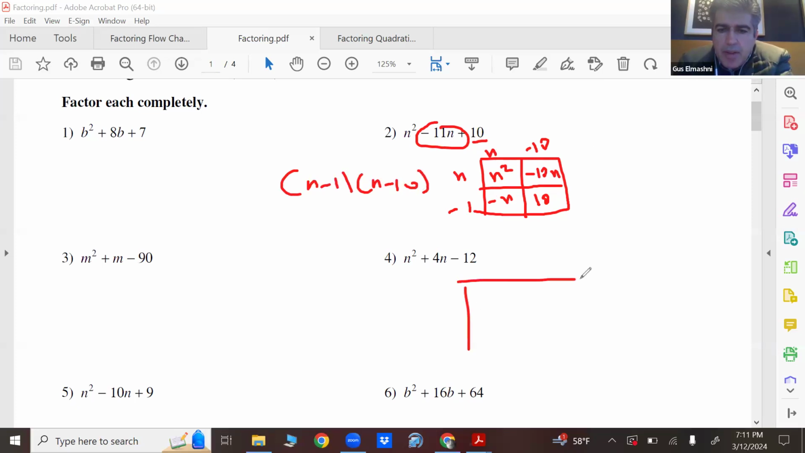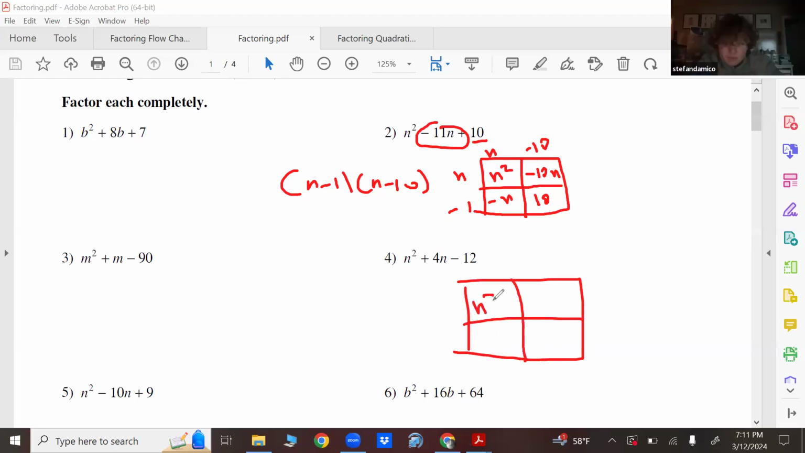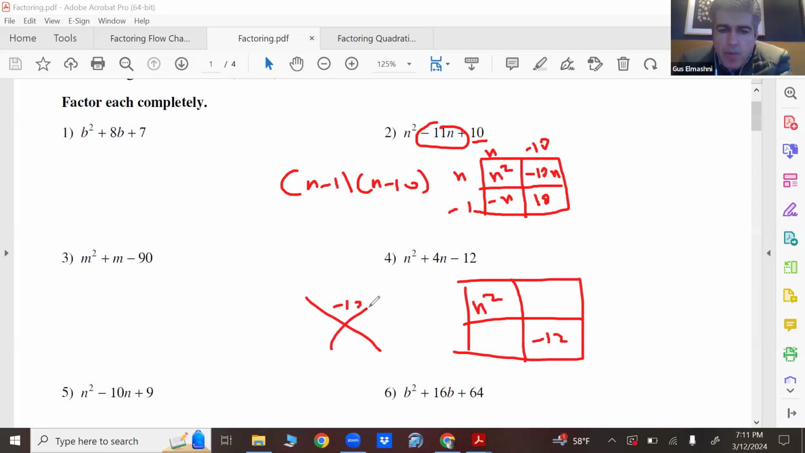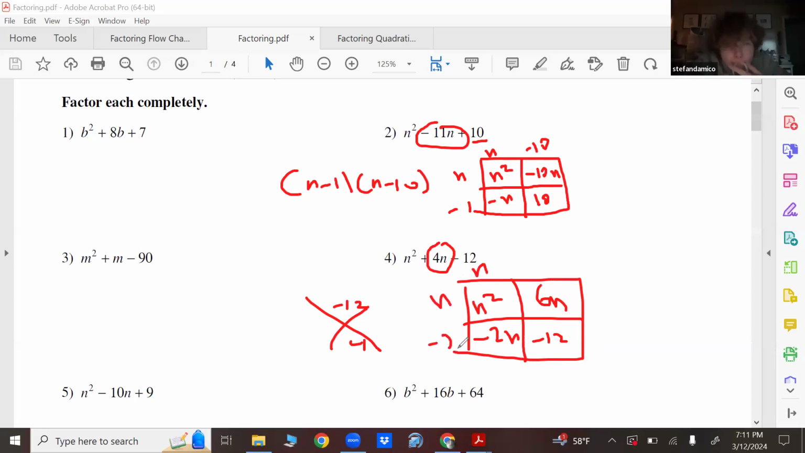Same thing here. If I do a box, I put n squared here and -12. I'll still do the diamonds, putting -12 and 4 here. So two numbers that multiply to -12 but add up to 4, that'd be -2 and 6. You're splitting 4n into two terms, -2n and 6n. That's n and n. This has to be -2 because n times -2 is -2n, and this has to be 6. You check: -2 times 6 is -12. So n minus 2.